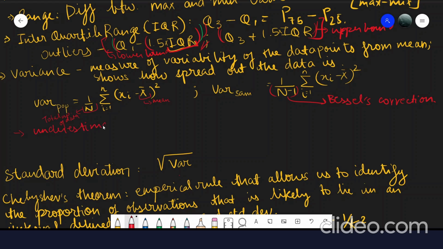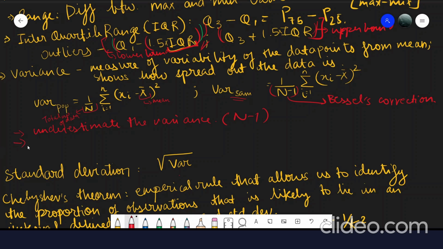Underestimate the variance. You tend to find a variance that's much smaller than the population variance. He came to this conclusion after performing a lot of experiments. So to account for the underestimation and to get the sample variance as close to the population variance as possible, we divide by n minus 1 instead of n.